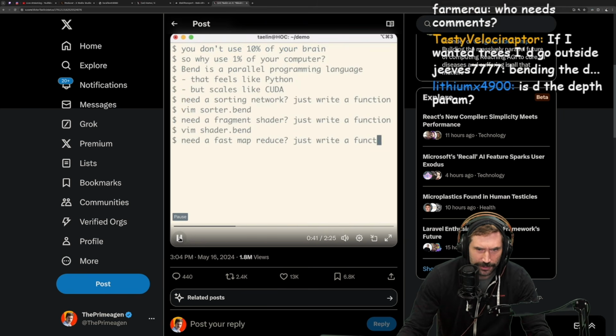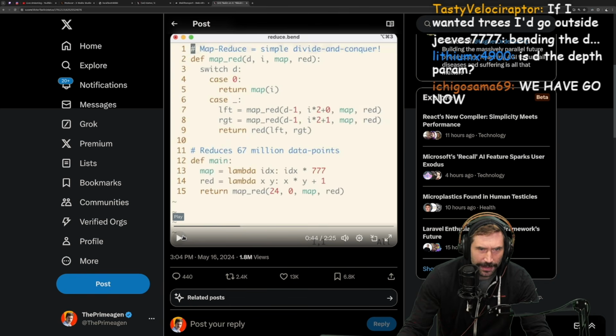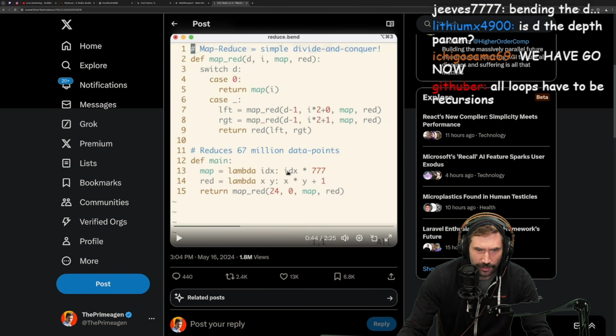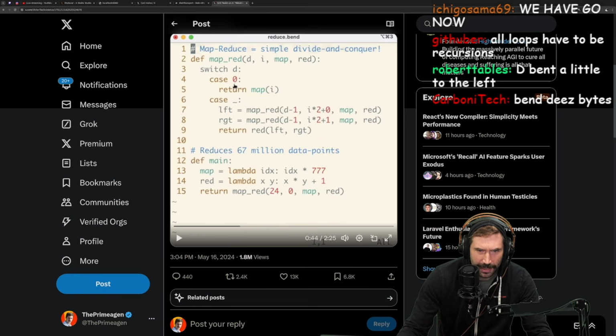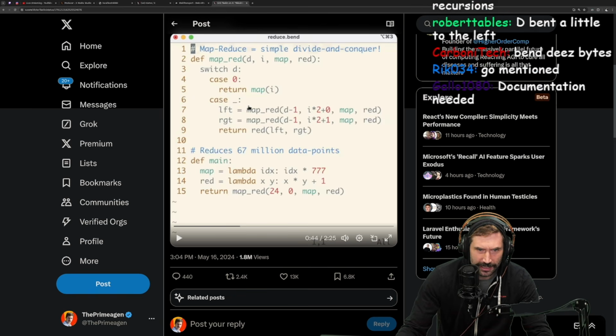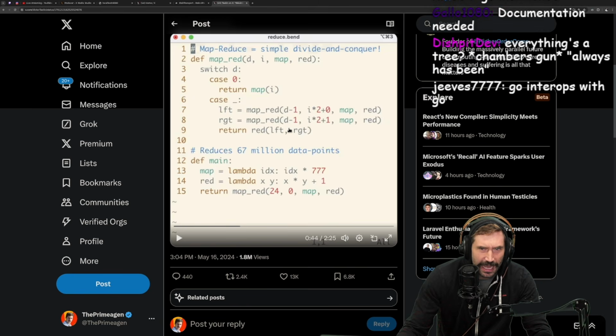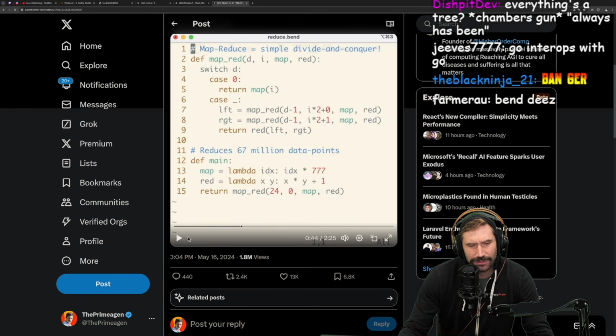You need a fast map reduce? Just write a function. Okay. I love this idea, by the way, that you could just go lambda, do this one map, reduce, bam, bam, bam, and it just does it, and it makes it multi-threaded. I just don't understand how it does mutations. Because that original tree one does a tree sorting. How does it do mutations? I don't understand that. Interesting.